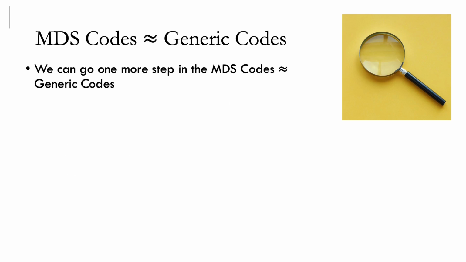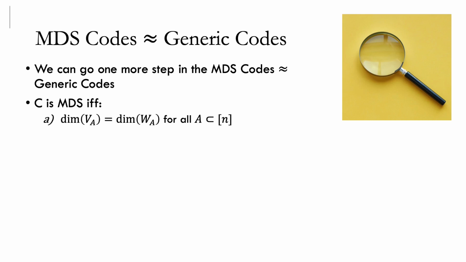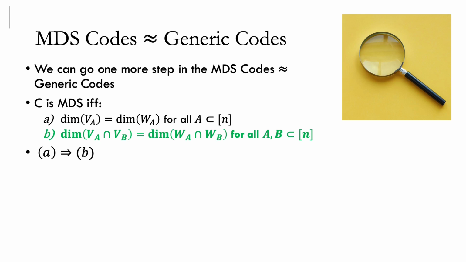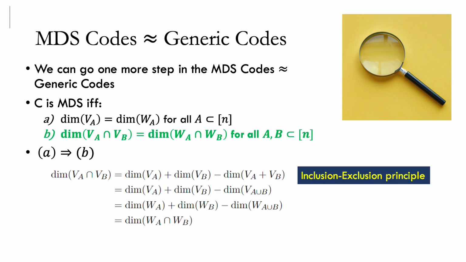We can now further generalize what we mean by MDS codes being similar to generic codes. As we just mentioned, a code is MDS if and only if the dimension of each of these V sub A's is equal to the corresponding generic dimension of W sub A. However, we can also take the intersection of two of these spaces. If we intersect V sub A with V sub B for some sets A and B, we can also have that be equal to the dimension of W sub A intersect W sub B. Now, B implies A is easy to prove, as you can just set A equal to B. The other direction is a little more tricky, so let's talk through it.